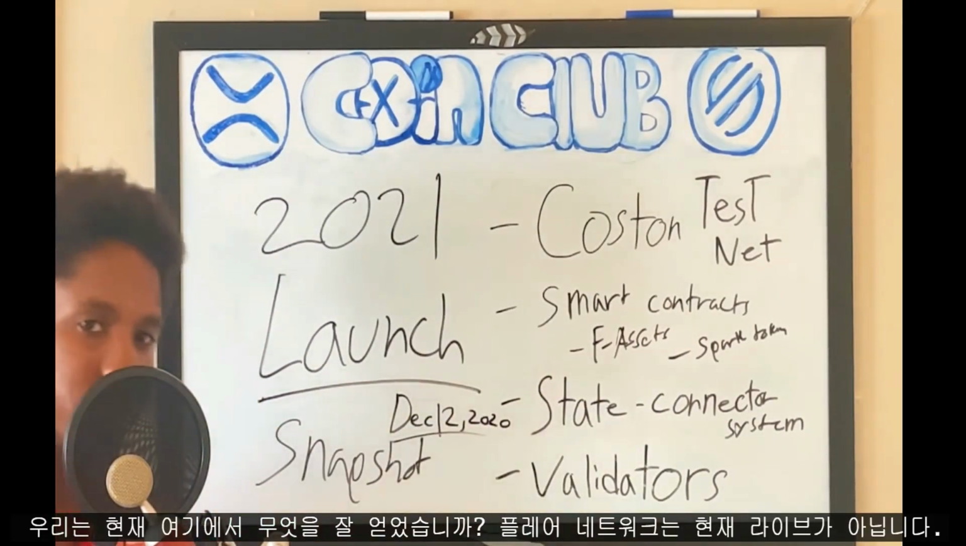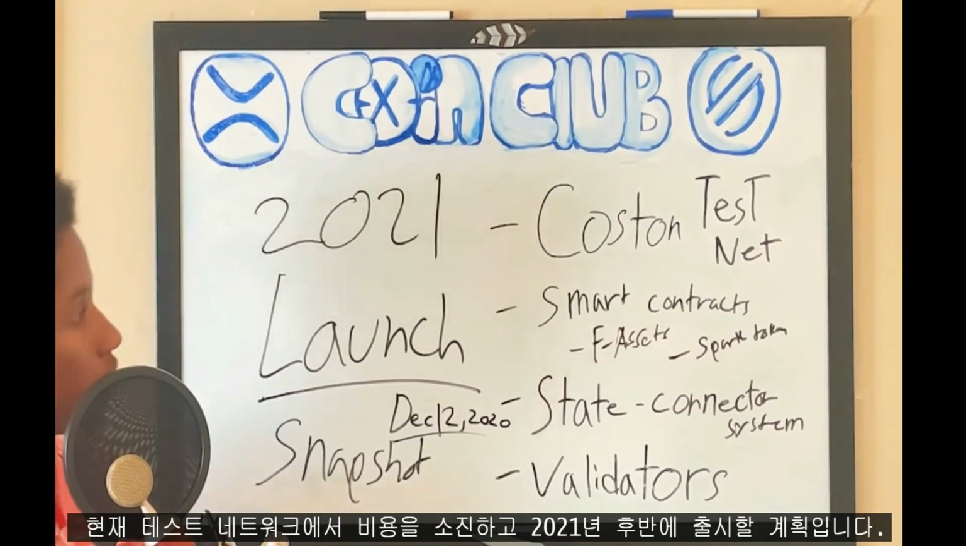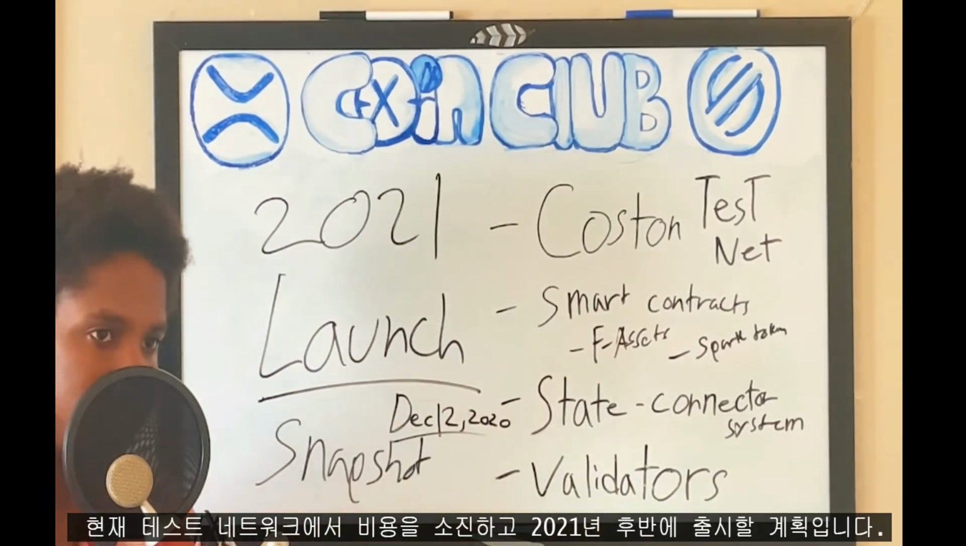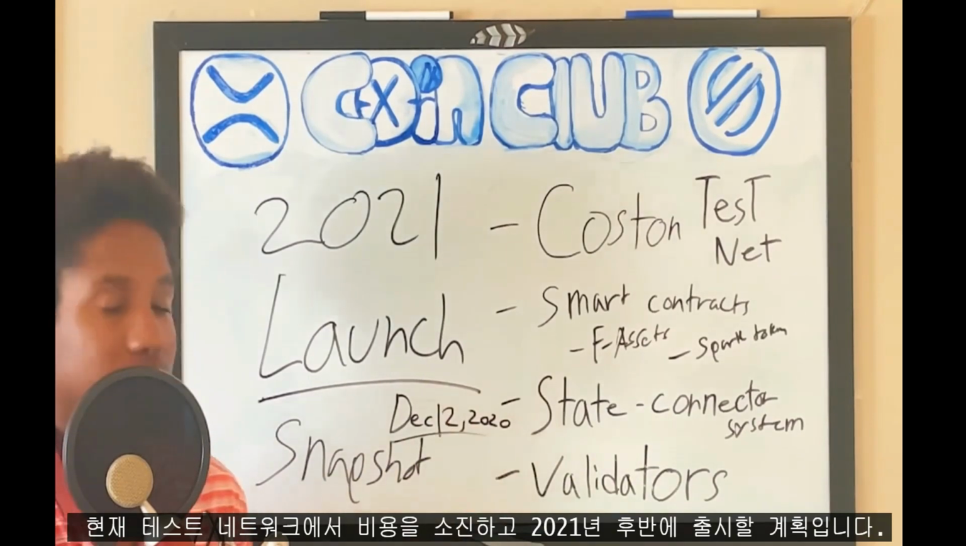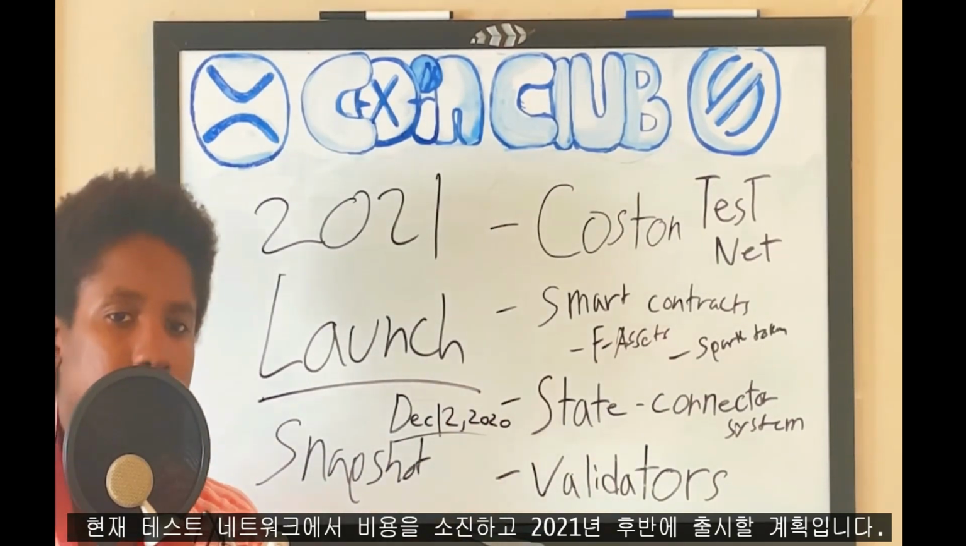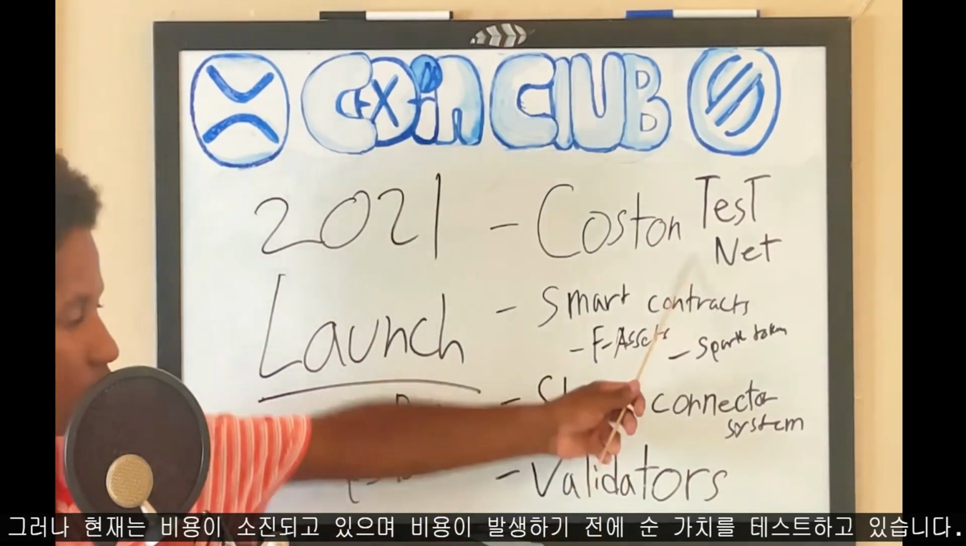Well, currently, the Flare network isn't live. It's currently running off its Coston test network. Now, it plans on going live later in 2021, but currently it's running off the Coston test network.